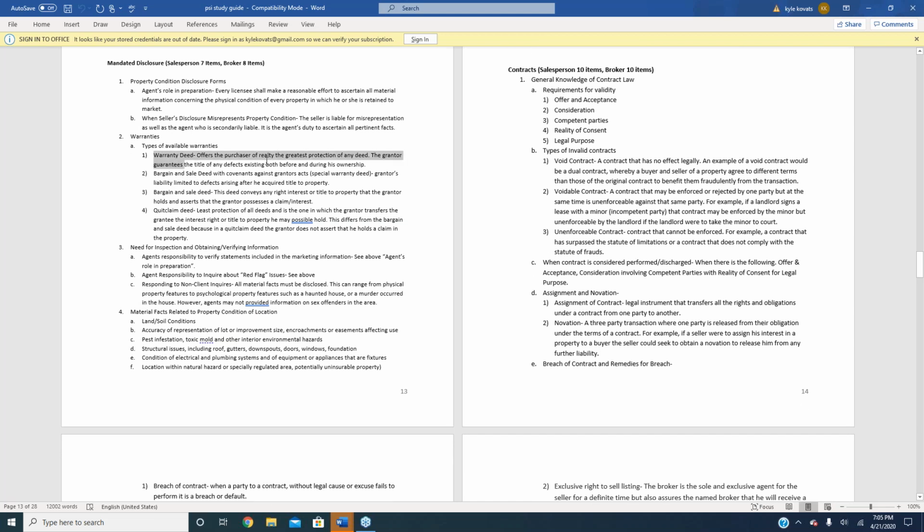Then different types of deeds here. The first one listed is the warranty deed, sometimes called the general warranty deed. The way that this works, and if you're in the day class, this is what we would have gone over this afternoon, but we're going to go over Friday afternoon instead.